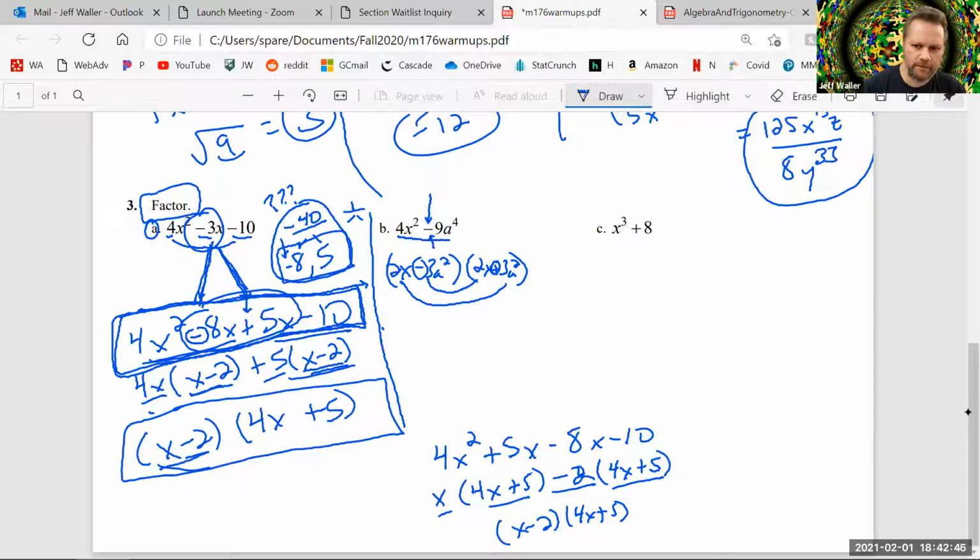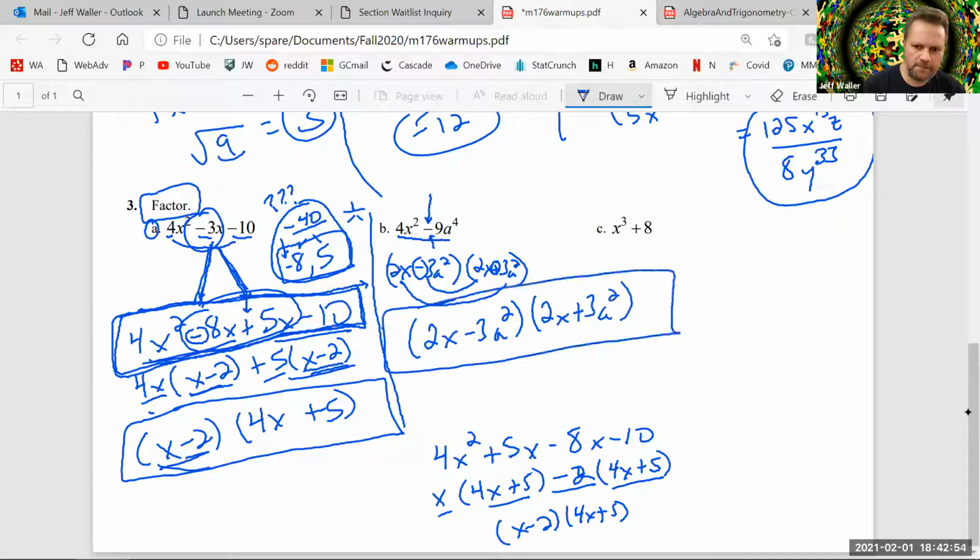Okay. Let me rewrite this a little bit. So this is the answer, because it won't go any further after this first step. Kabam. Difference of squares, easiest thing. All right. And then you get this guy.